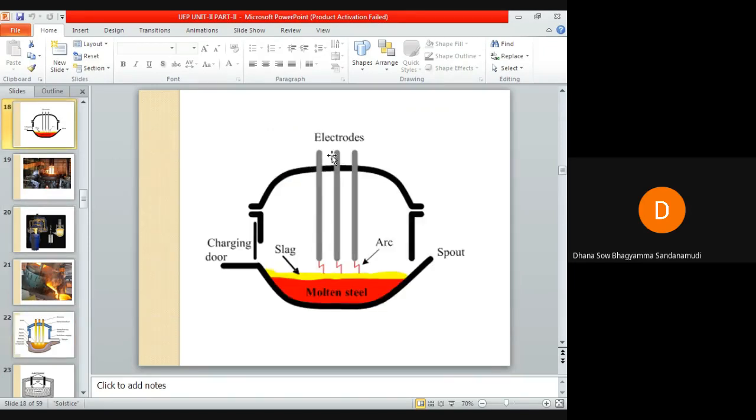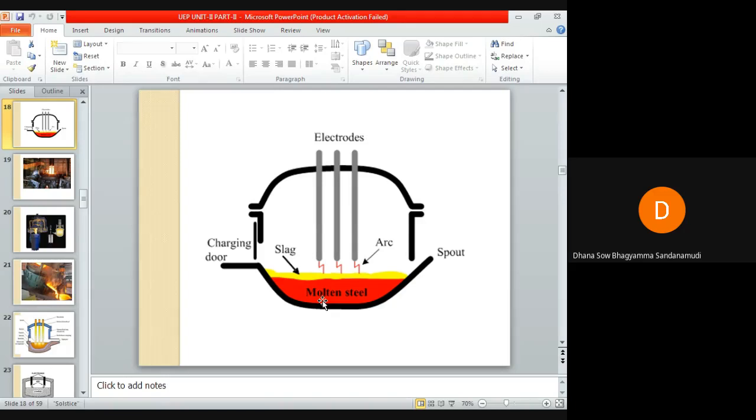These are the electrodes, and this is the charge which is to be heated. Arc is struck between the electrode and the charge. As the arc is in direct contact with the charge and heat is also produced by current flowing through the charge itself, you can call it a direct arc furnace.